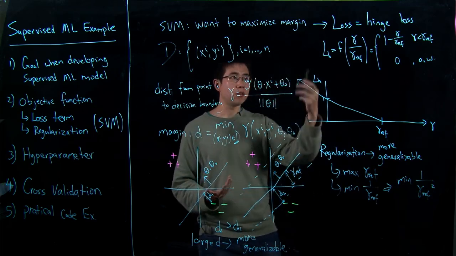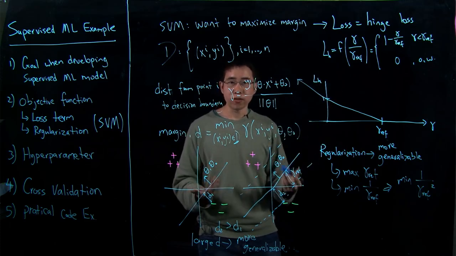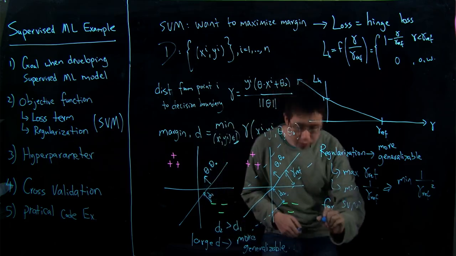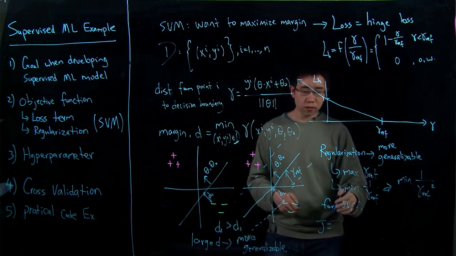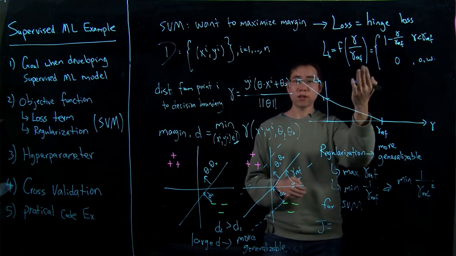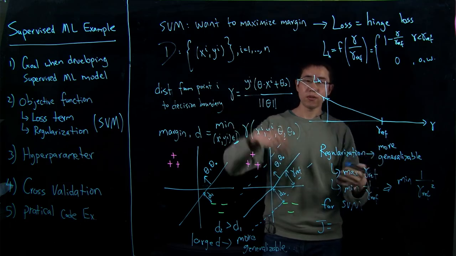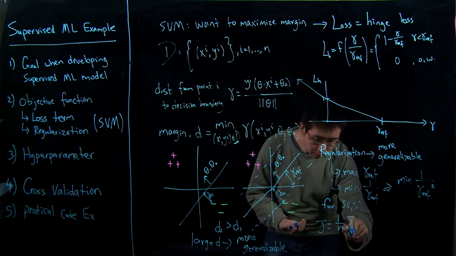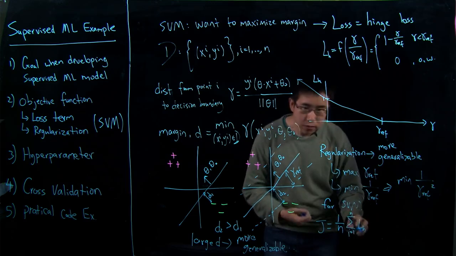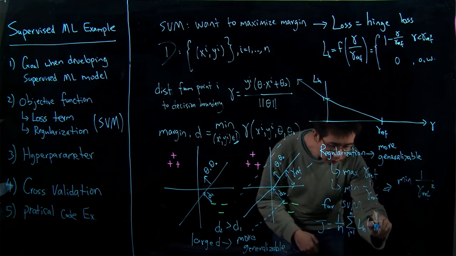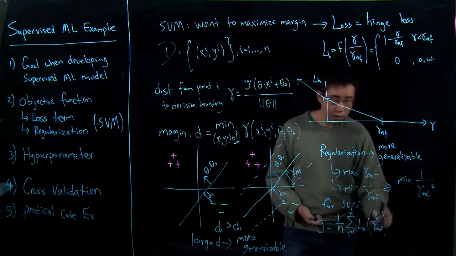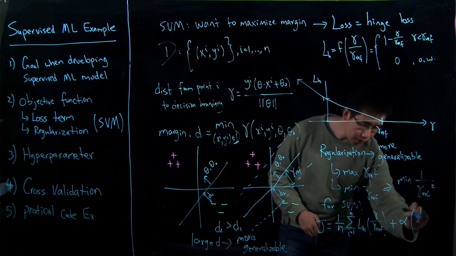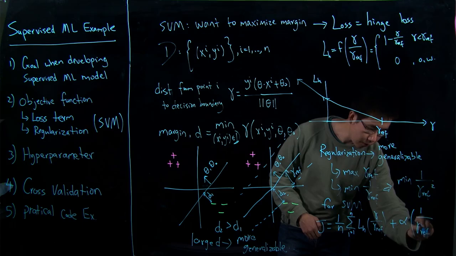OK, now let's put together the loss term and the regularization term and write out the objective function for SVM. So for SVM, our objective function J is the loss term, which is the hinge loss. And this is the hinge loss for a single data point. We have n data points, so let's do an average over the n data points. So we have 1 over n, sum from i equals 1 to n, of hinge loss of gamma over gamma ref. So that's the loss term, plus alpha, which is our hyperparameter, times the regularization term, which is just 1 over gamma ref squared.